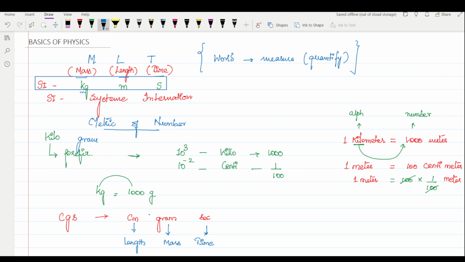So in this class, we have seen the measuring parameters. We have seen what an SI unit is and what a CGS unit is.